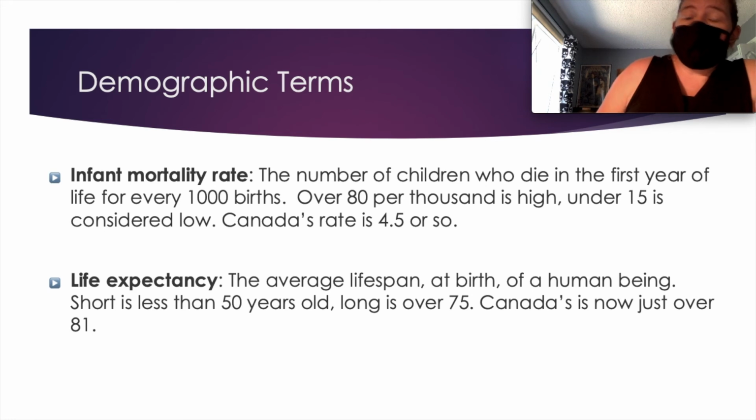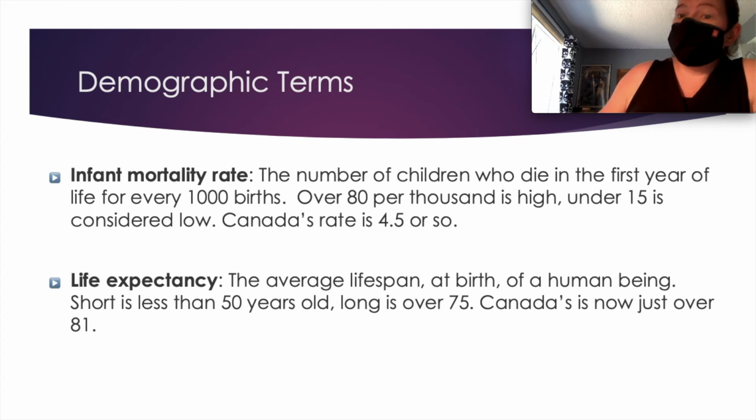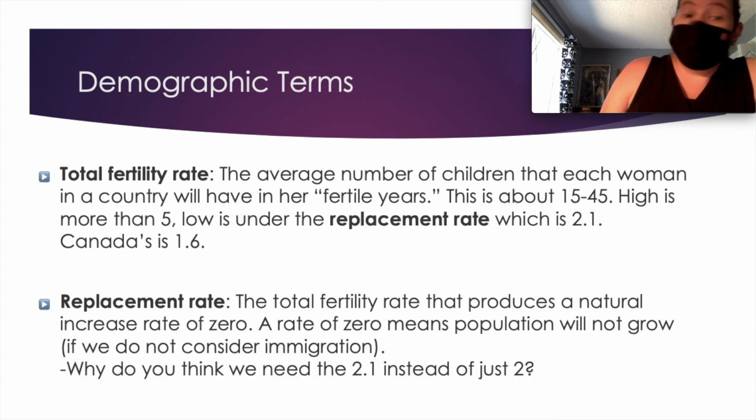The infant mortality rate is the number of children who die in the first year of life per 1,000 births. Over 80 is very high, under 15 is very low. Ours was roughly 4.5. Life expectancy is the average life from birth to death. Short is less than 50 years, long is over 75. We are just now over 81. The American life expectancy has actually gone down considerably. Wonder why.